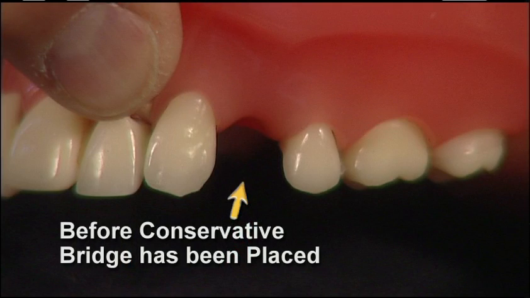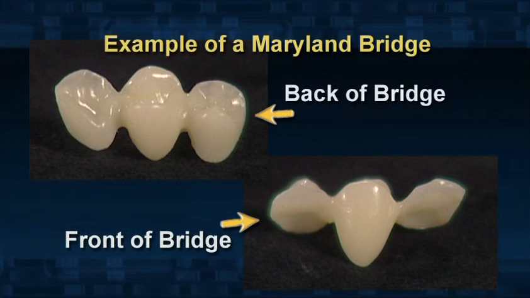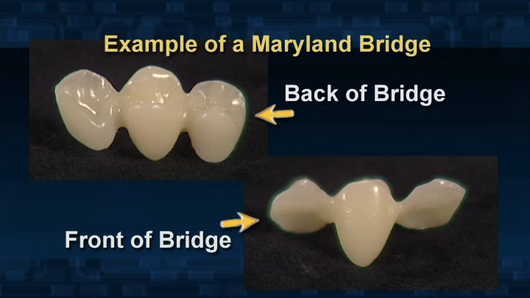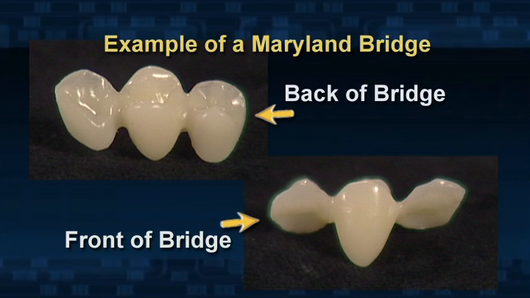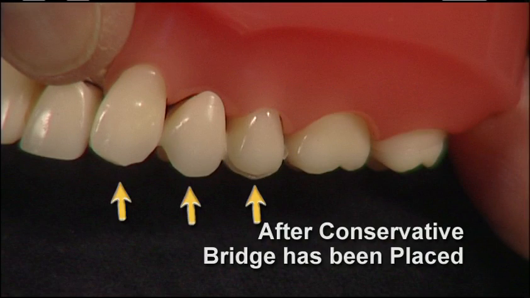Occasionally there is a desire or a need to place a bridge that does not require significant preparing of the teeth next to the missing tooth. Such bridges are called various names, including Maryland bridges or resin-bonded bridges. These bridges may be made of ceramic, resin, or porcelain fused to metal. Only a few situations will allow their placement. Ask your dentist if this type of bridge would serve you.